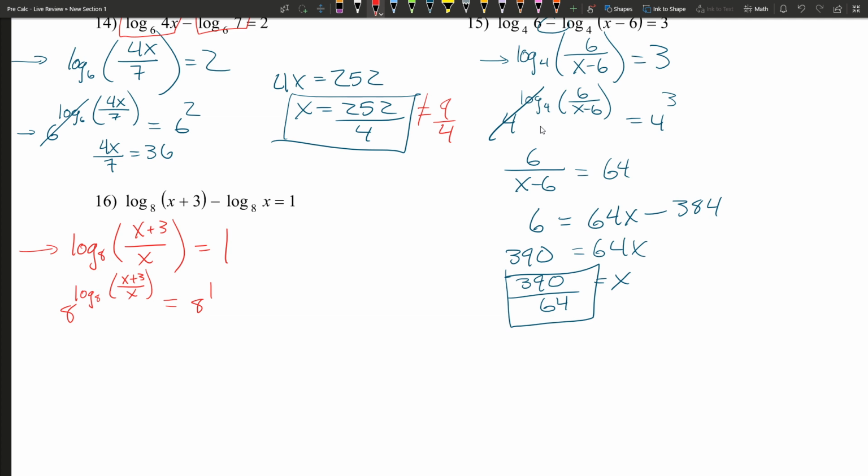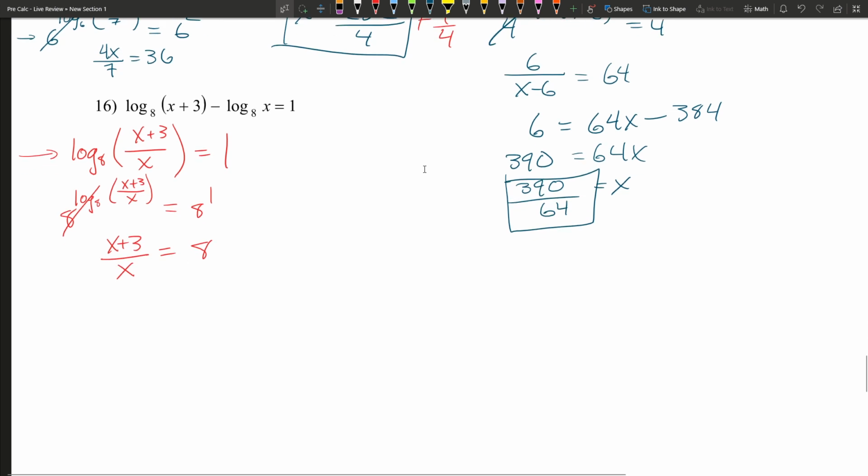When you do 8 to the power of log 8 of anything, the 8 and the log base of 8 cancel. So you get x plus 3 over x is equal to 8. And then you have to solve this algebraically. All right. When we do that, in order to get x out of the denominator, we have to multiply both sides by x.